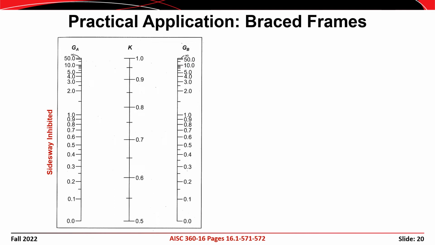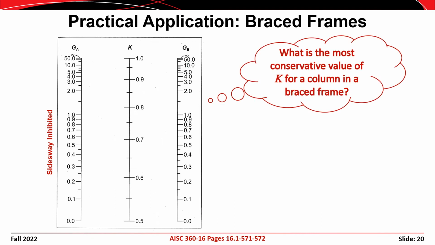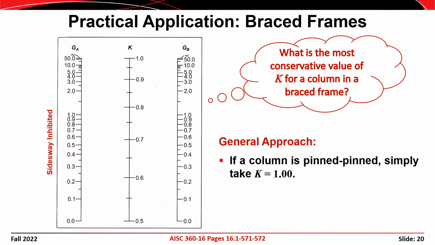Now let's take a look at the alignment chart for a sidesway inhibited or braced frame. What is the most conservative value of K for a column in a braced frame? Well, if we look at the center line of this chart, we can see that for a sidesway inhibited or braced frame, K varies between 0.5 and 1.0. As a result, most practicing engineers will generally just take K equal to 1.0 if the frame is braced in the direction for which column buckling is considered.